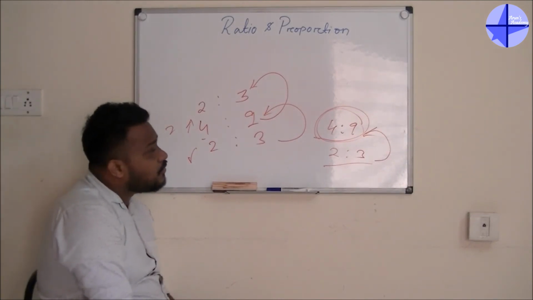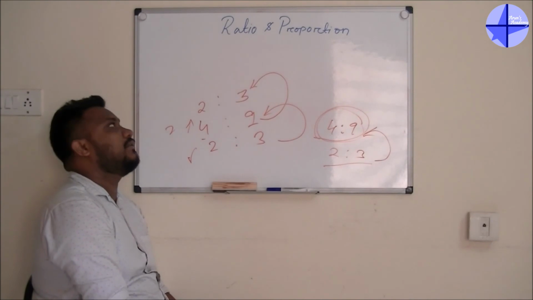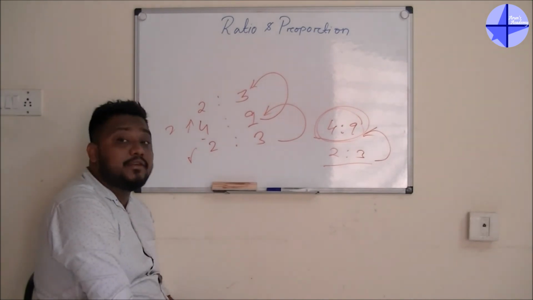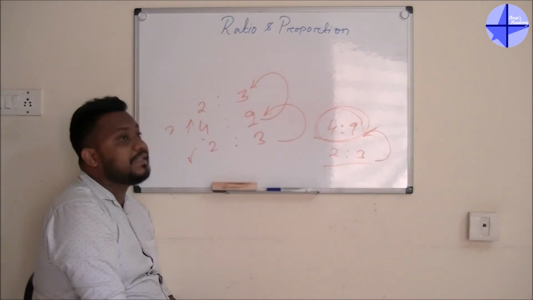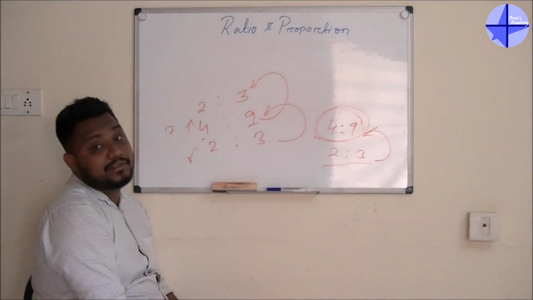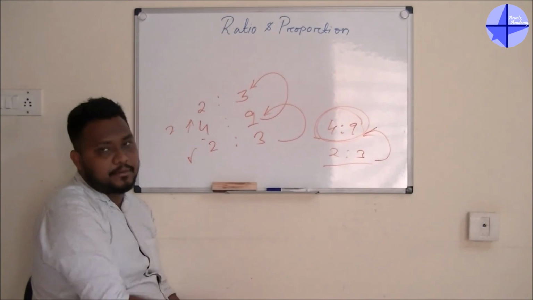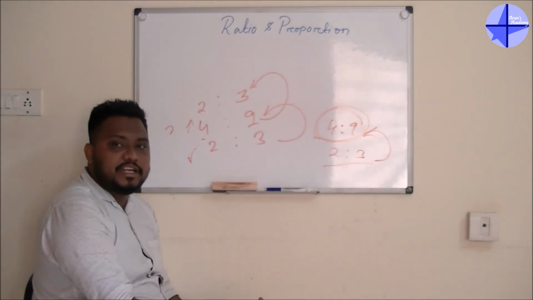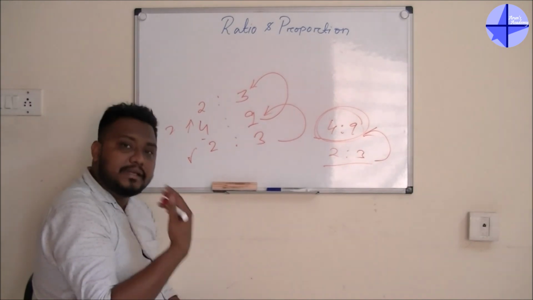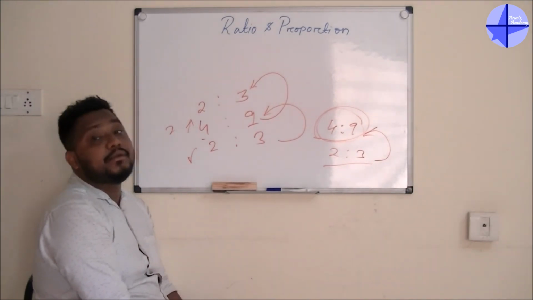Now we will go for the most important thing of your ratio, that is how to solve the questions. Sometimes they will give you the ratio and ask you to find the amount. I will tell you the types of questions. Please try to remember all the types. If you understand every type, then whatever question comes, at least you can attempt it.